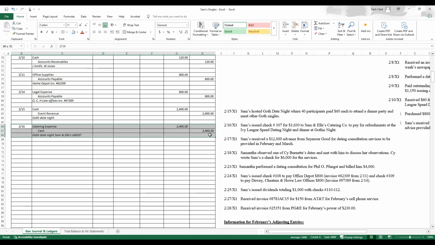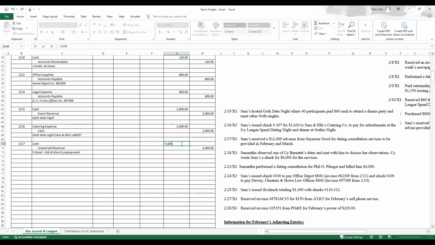All right, so now on the 17th, we received $12,000 advance for dating consultation services for 2 months. Okay, so this is us getting cash, and this is unearned revenue. Remember, that's a liability. And we'll say Feb and March prepayment, 12 grand.